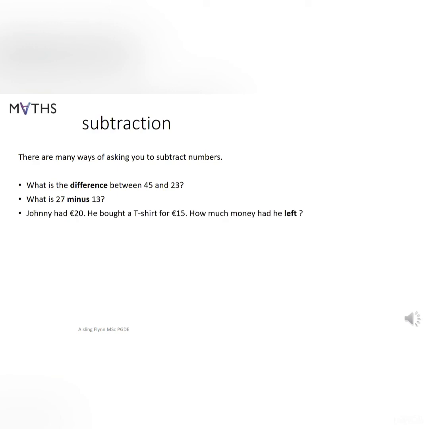A word question might read like, Johnny had 20 euros. He bought a t-shirt for 15 euro. How much money had he left? Or it might ask you, how much money remained? So it's 20 minus 15. This question asks, what is 20 less than 53? So less than means smaller. So beginning at 53, what is 20 smaller? You do 53 minus 20.